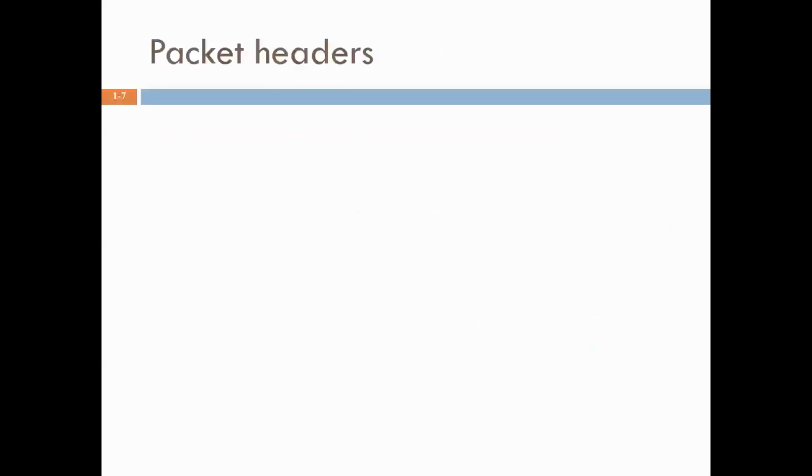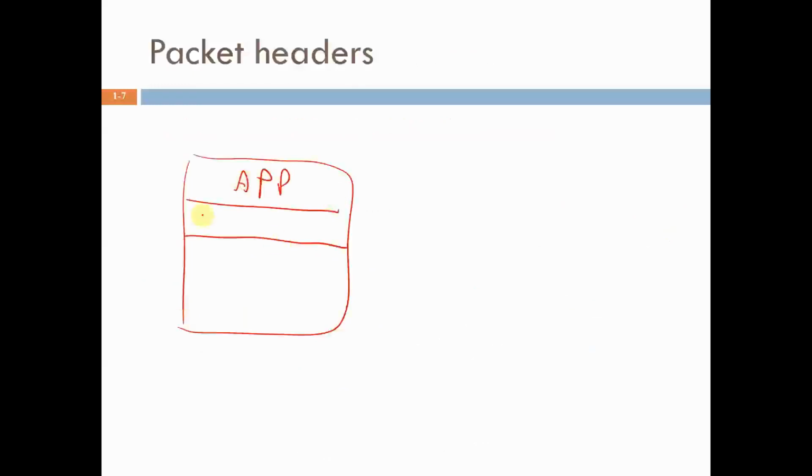Okay, so now we have our packet, which consists of application layer data. You have source and destination port numbers, source port and destination port. You have source IP address and destination IP address. And now at the data link layer, you have source MAC and destination MAC. Now let's see what is missing from our packet.